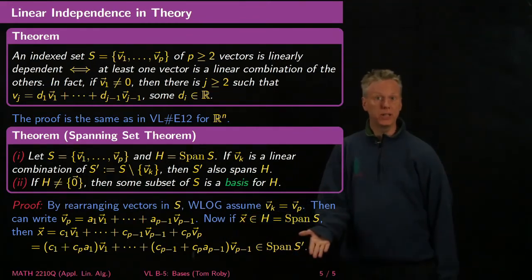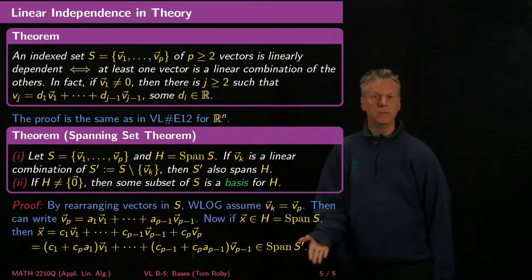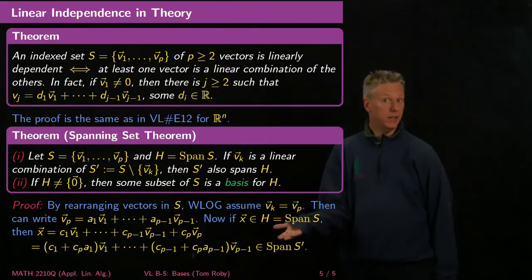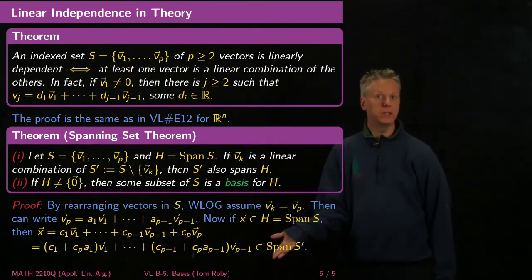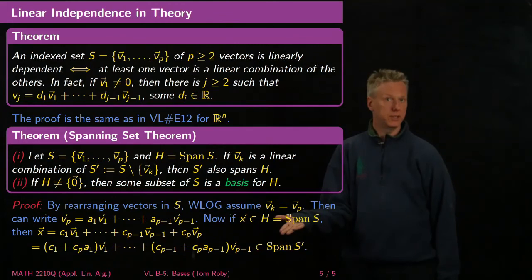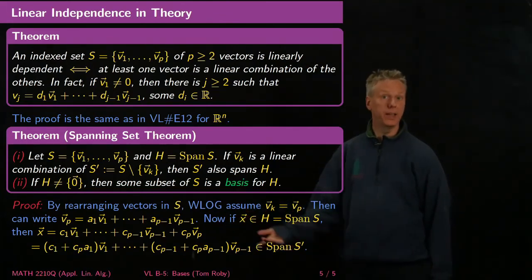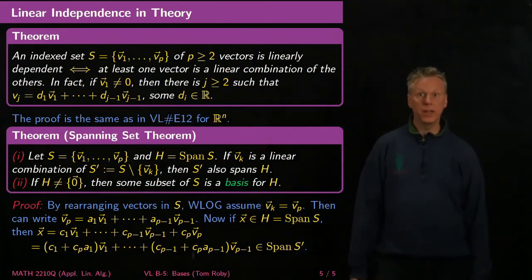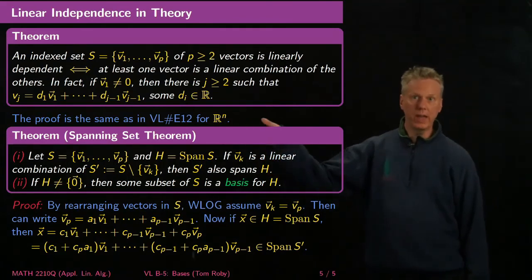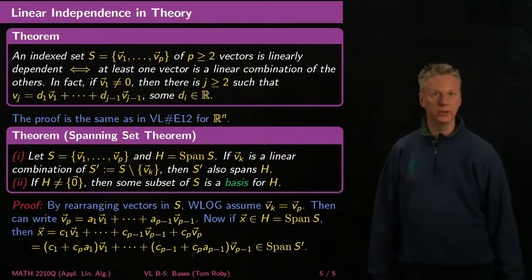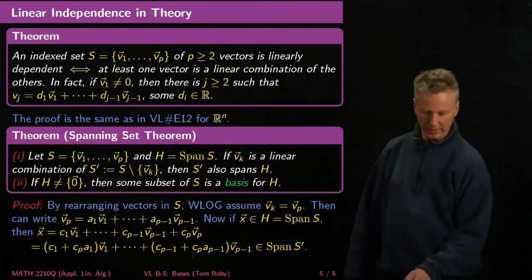And that's clearly in the span of S prime. So I've taken anything that's in H, and I'm able to write it in the span of not just S, but S when I've deleted this last vector. Okay? So that's what shows that getting rid of that vector doesn't hurt me if it's already a linear combination of some of the other vectors.